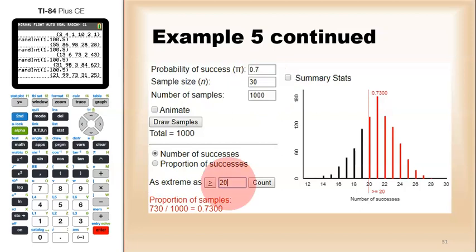The question was, what's the probability that we have at least 20 students out of the 30 do their homework on time? So I'm going to set this to be as extreme as greater than or equal to 20. That'll be the red part in the graph. From this screen, you see the results, 73%.